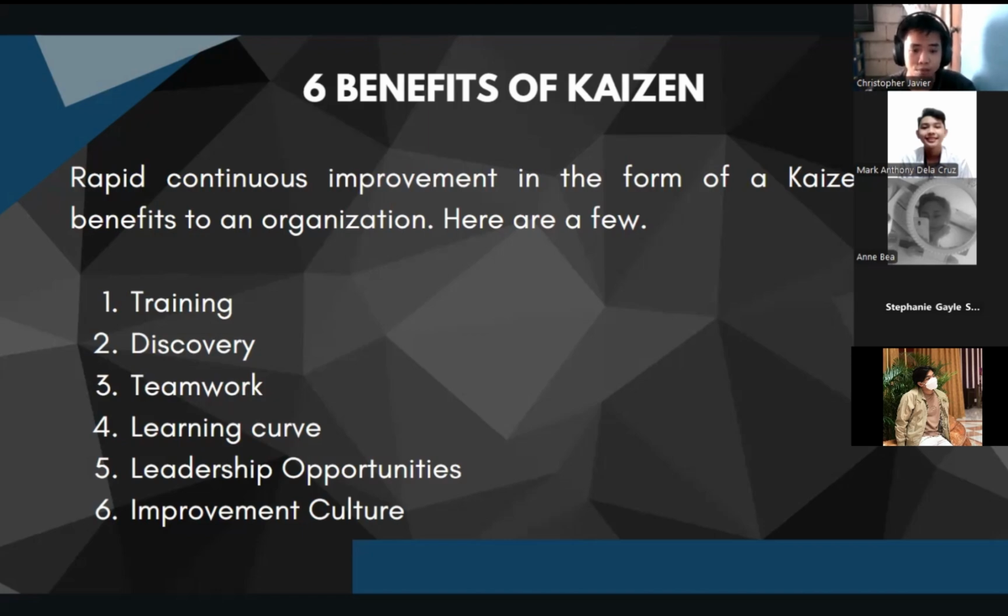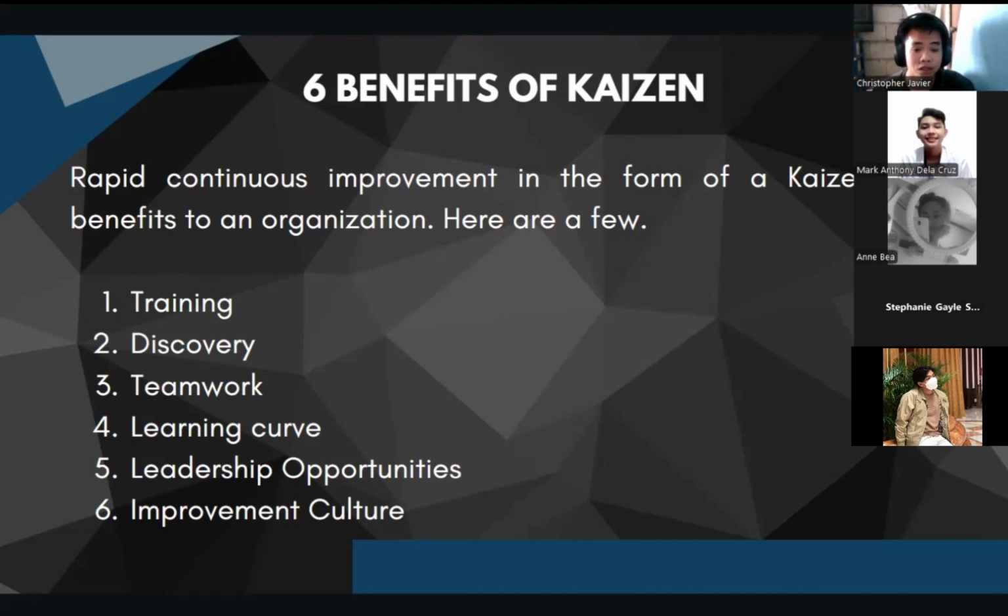The next one is teamwork. Given the diverse nature of the participants, the opportunity to interact and collaborate towards a common goal allows for development of some of the soft skills of working in a team environment.